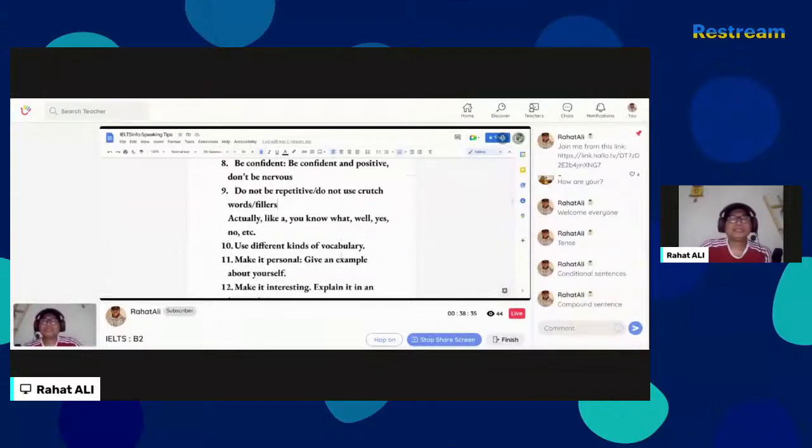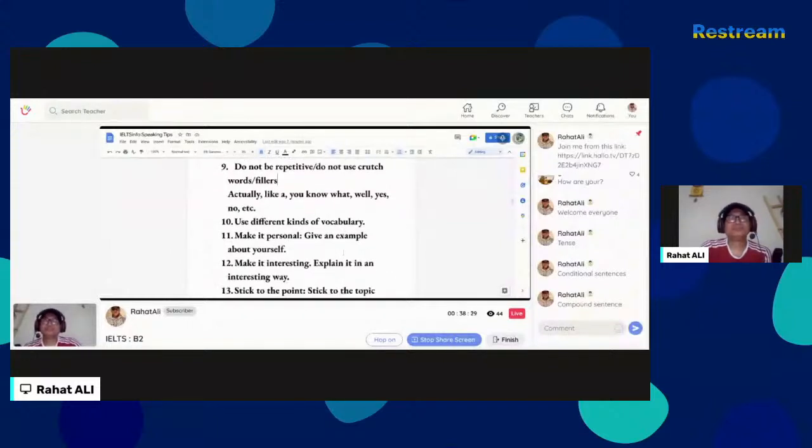Okay, the next one is number 10. Use different kinds of vocab. Very important if you want to get good scores in IELTS speaking and writing. I'll give you an example, like beautiful is an adjective. Now, if you want to use the same word in speaking and writing, we need to know the synonyms. And I'm sure that you know what synonym means. Synonym means having similar meaning of the words. And antonym is opposite.